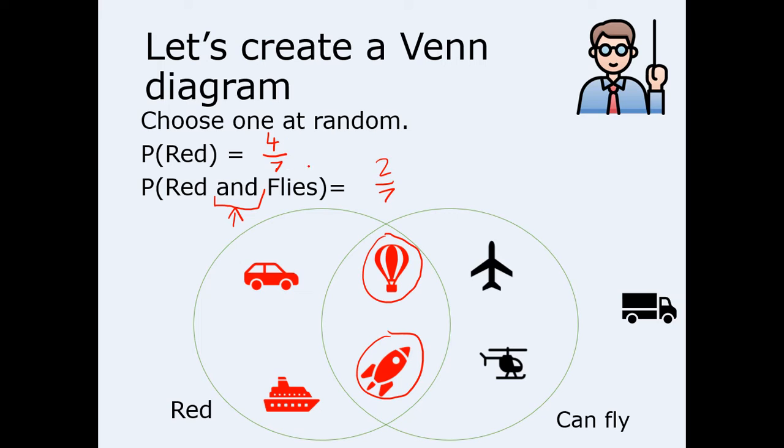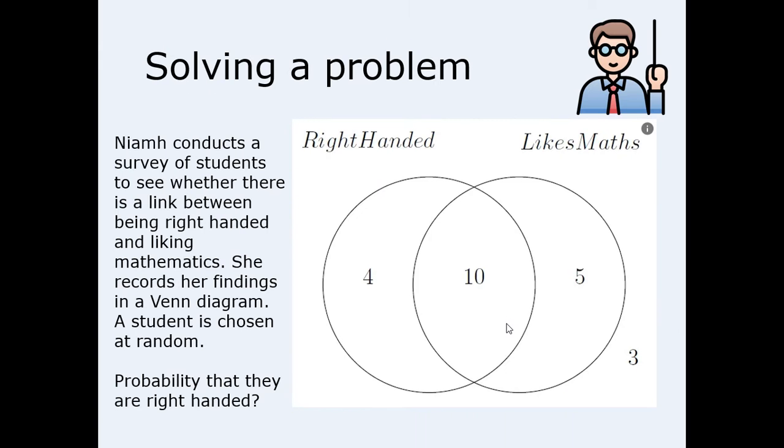Notice that it's 4 out of 7, 2 out of 7, because there are 7 things. Although the lorry's not in the circles, it is still part of the set. It's still one of the possible outcomes.